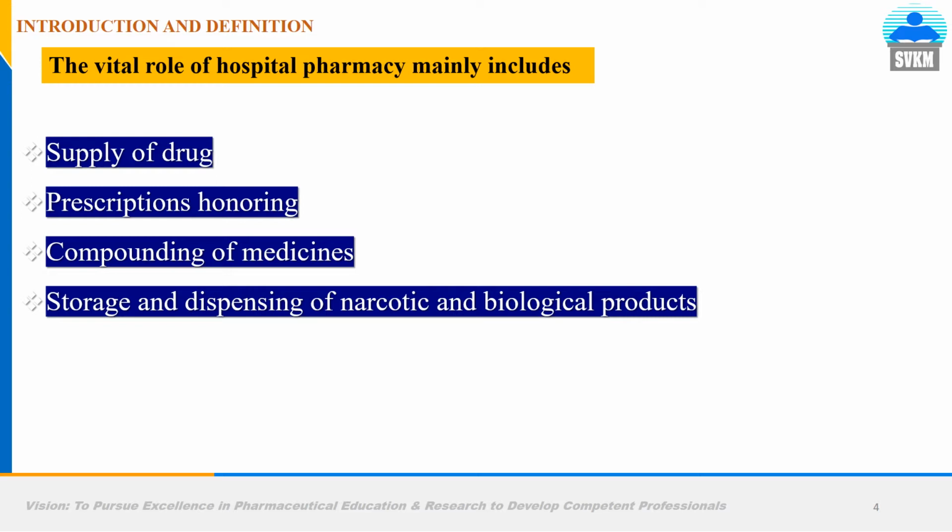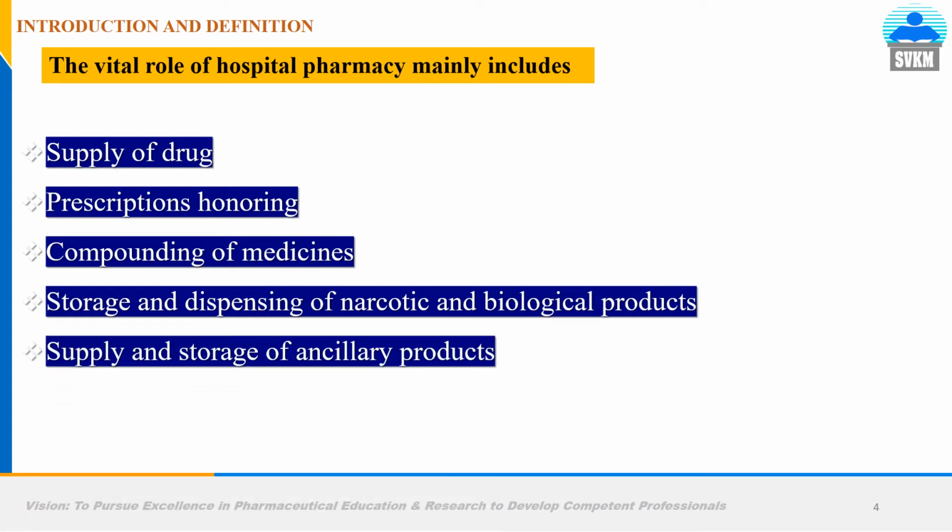Again, this category of product comes under scheduled products, and there should be separate oversight and separate monitoring for that drug, along with proper documentation for both narcotic and biological products. So this is also the responsibility given on the shoulder of the hospital pharmacy, and they have to look after these things.